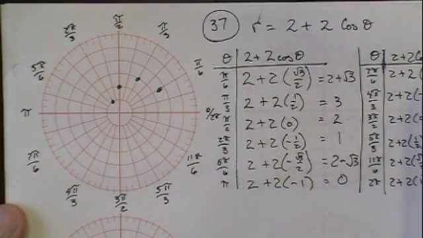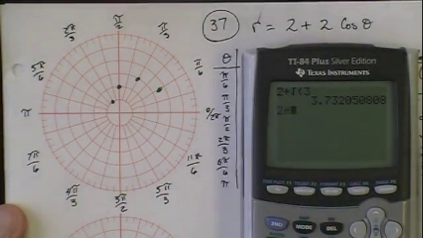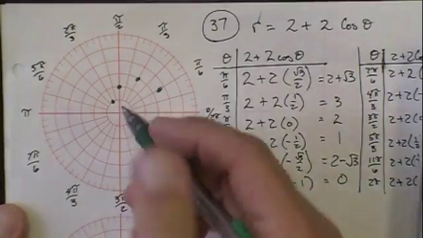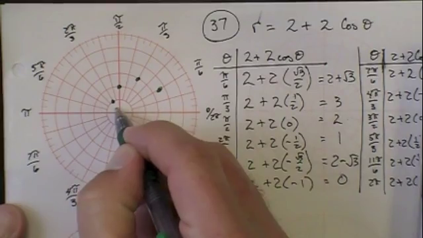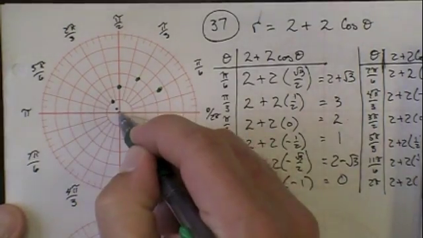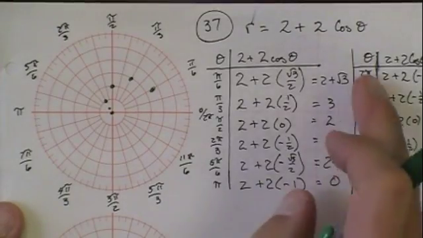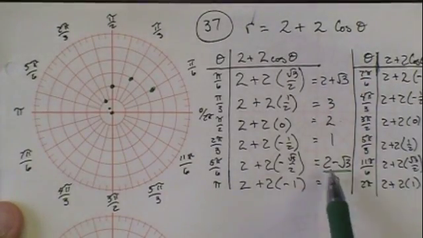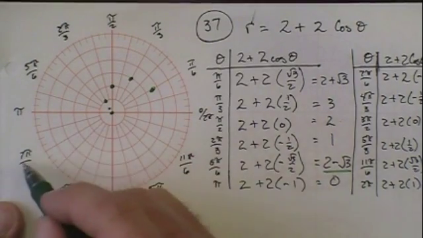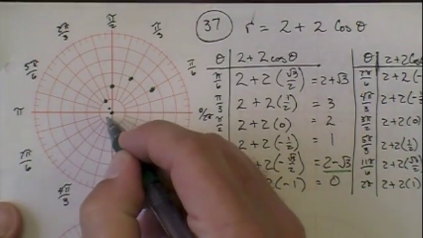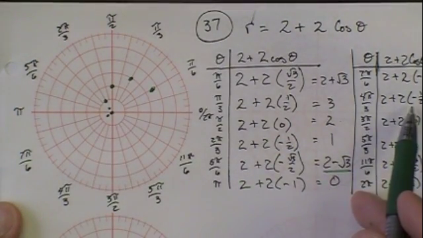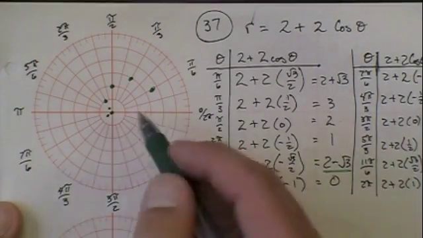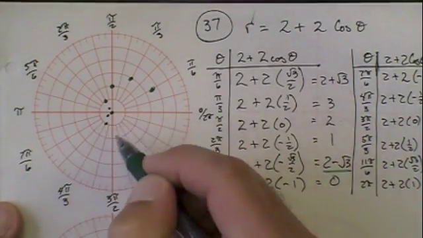And then we have 5 pi over 6. Let's see, 2 minus the square root of 3 gives us about 0.27. So from here going towards 5 pi over 6, only going about 1/4 of the way. Then at pi we're at 0. Now coming back around, 7 pi over 6 we said was again equal to 2 minus the square root of 3. So we're going towards the 7 pi over 6 about 1/4 of the way. Then we're at 4 pi over 3, and that takes us back to 1. So here's our 4 pi over 3, back to 1.